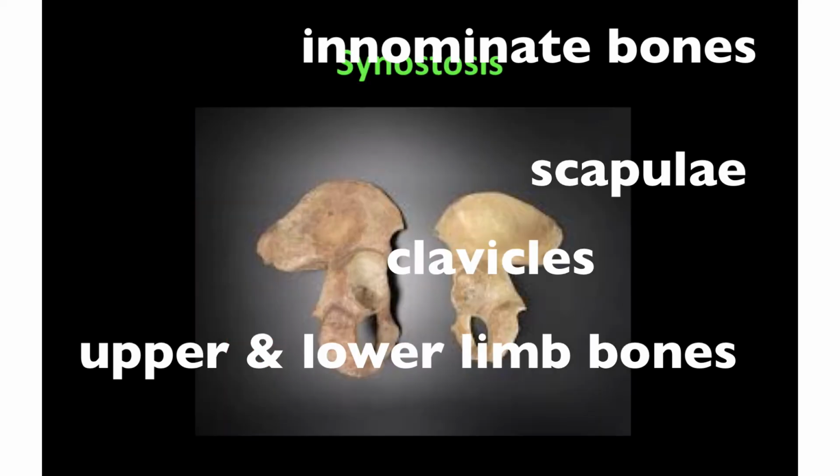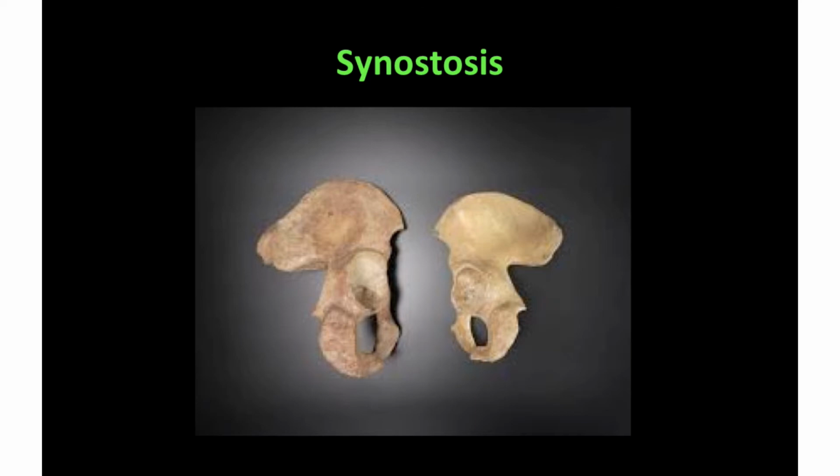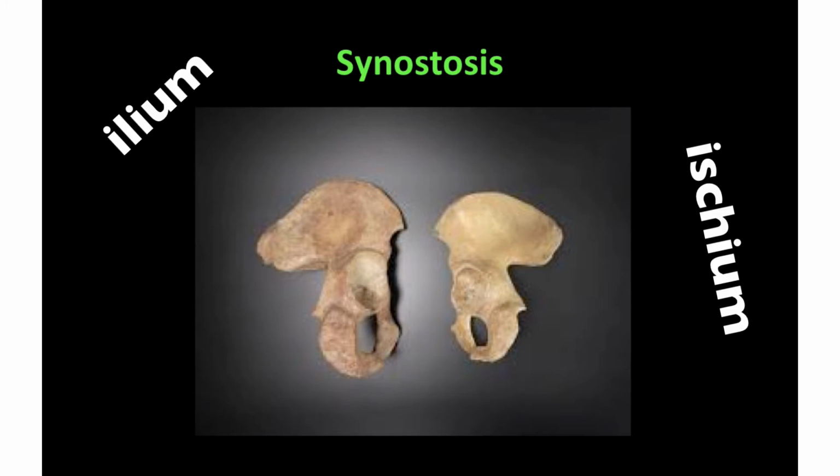So let's take a look at some of the joints in the body. The first one we're going to look at is the synostosis joint, otherwise known as a bony joint. And this is a result of bones that fuse at some point in development. They can be fusing prior to birth or after birth. In this case, we're looking at two innominate bones, and they are comprised of three distinct bones, the ilium, the ischium, and the pubis, that during development fuse to make the one bone known as the os coxa, that we also call the innominate bones.